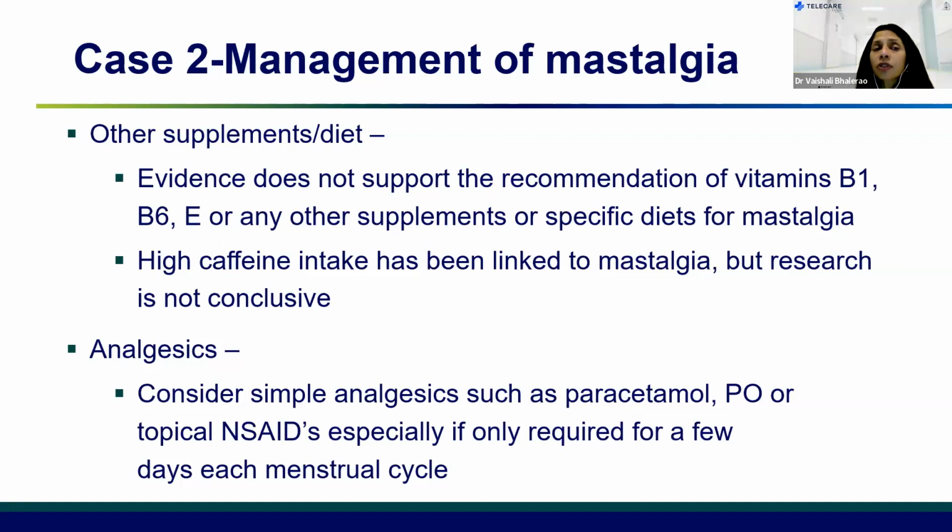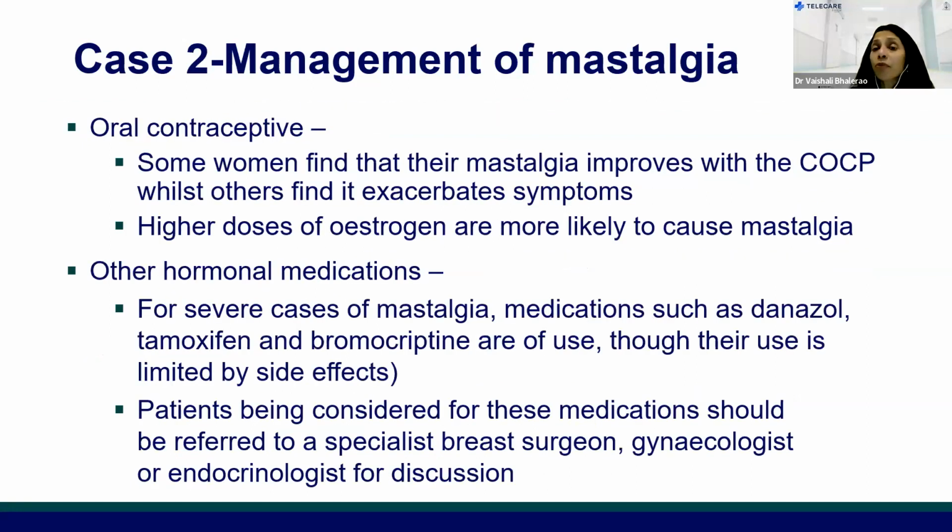Oral contraceptives. Some women find that their mastalgia improves with COCP, while others find it exacerbating symptoms. High doses of estrogens are more likely to cause mastalgia. So other hormonal medication for severe cases of mastalgia, medication like danazol, tamoxifen, bromocriptine are of use, though their use is limited by side effects. Patient being considered for these medications should be referred to specialists, breast surgeon, gynecologist, or endocrinologist for further discussion.